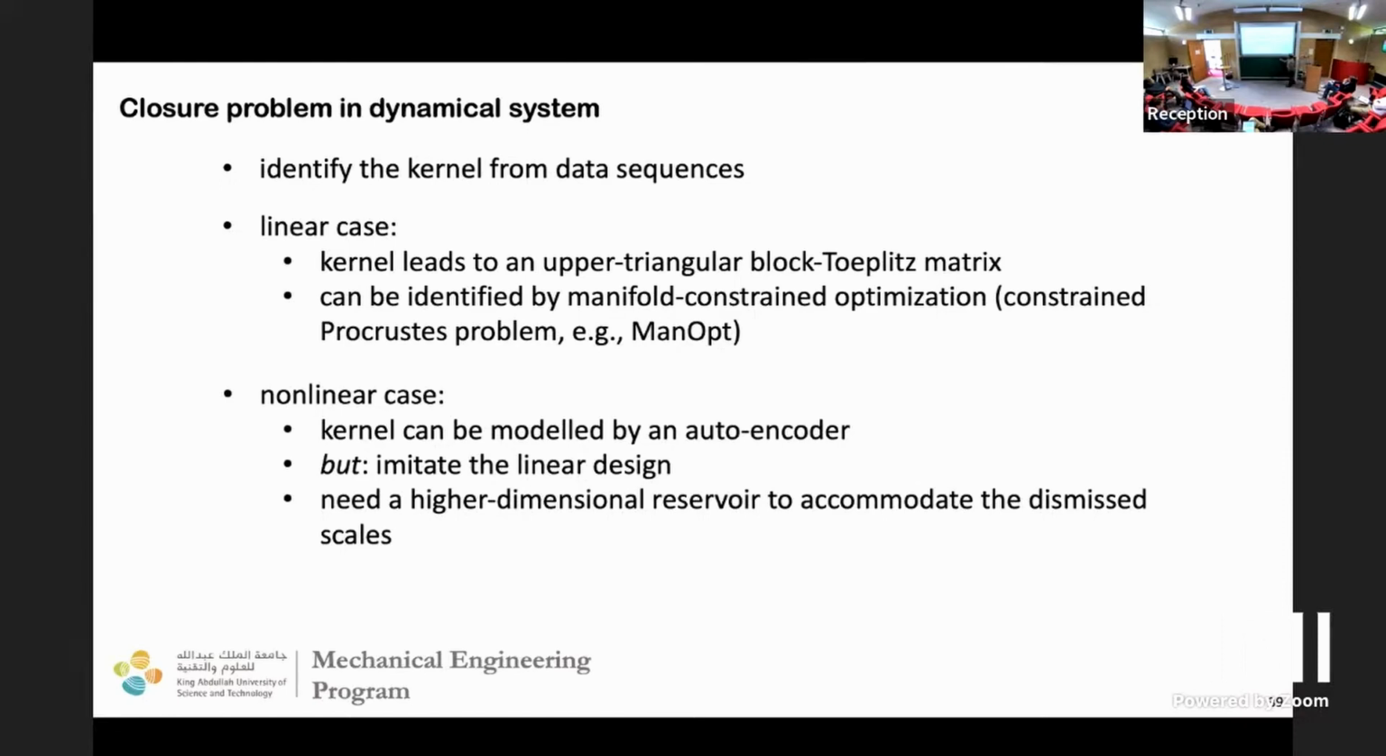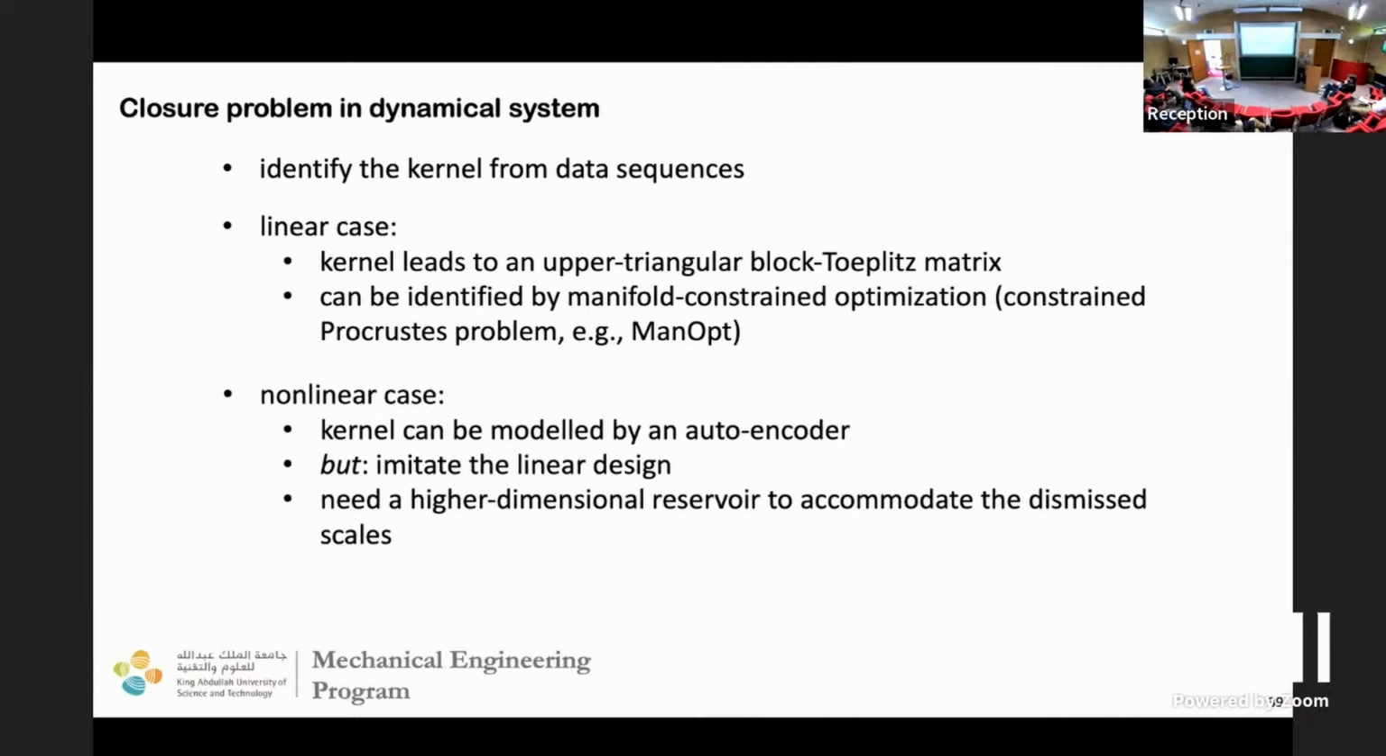But we want to learn from the linear design and see how that one carries over to the nonlinear autoencoder. What that translates to, from the linear design, if you remember, is that the kernel was actually three parts: low to high, high to high, and high to low. That was the linear kernel.